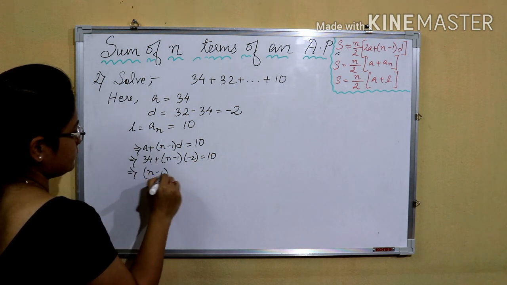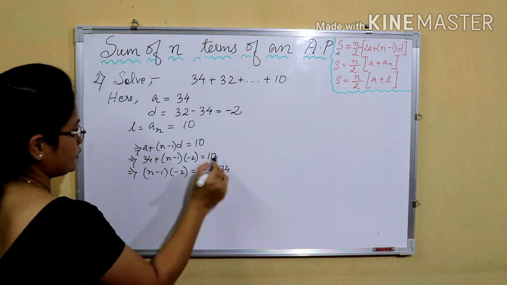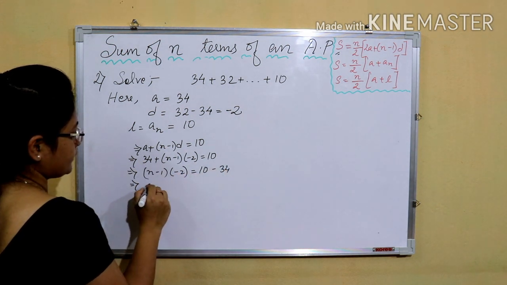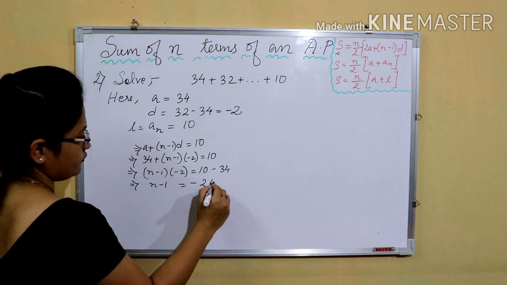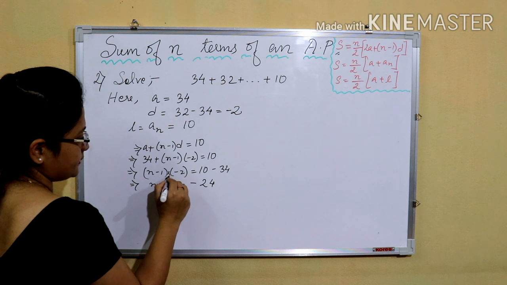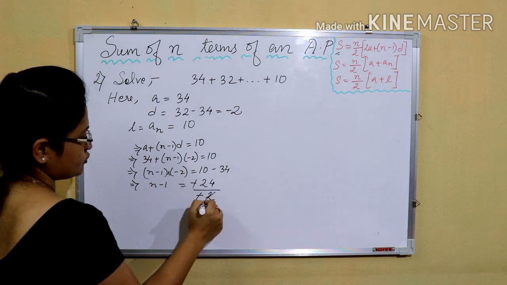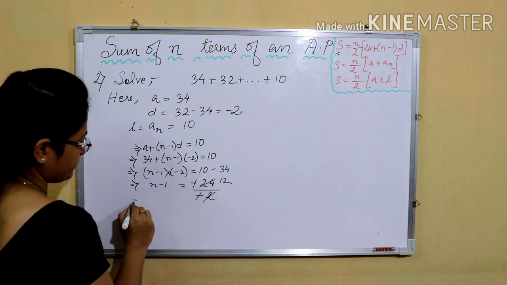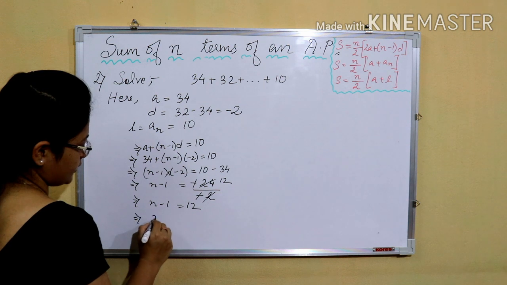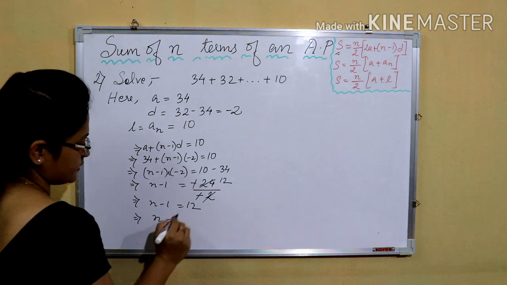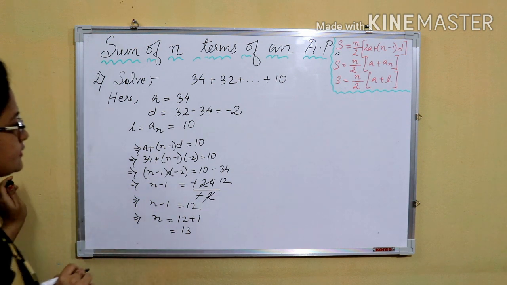N minus 1 into minus 2 equals 10 minus 34. 34 will go this side, it will be minus 34. So 10 minus 34 will be minus 24. This minus 2 is multiplied here, so if it goes to the other side, it will be divided. So 2 12s are 24. N minus 1, we got as 12. This minus 1 will go to the other side, it will become plus. So N we got as 13.